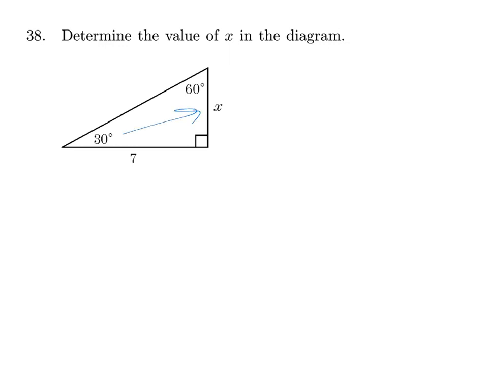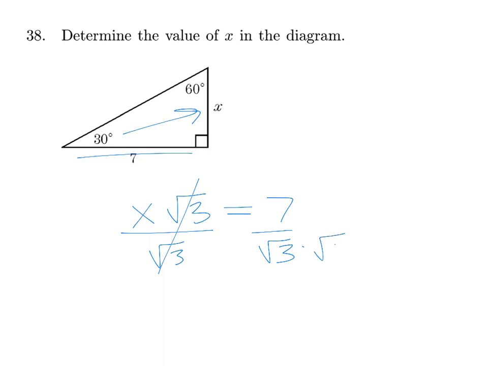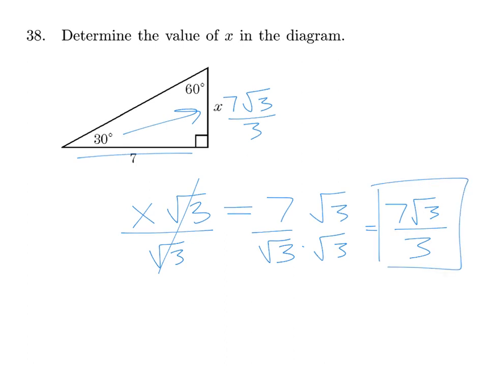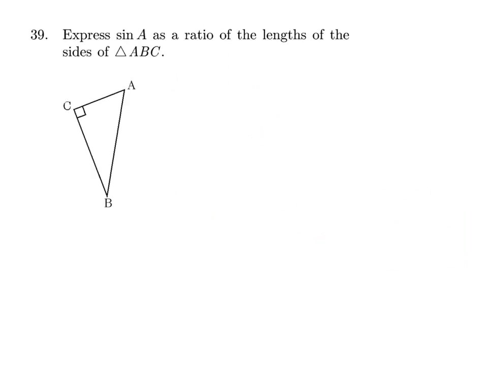This is the short leg. So I take the short leg, I multiply it by square root of 3, and I get the long leg. Now I'm going to divide by square root of 3. There's my short leg. And what do you do to that to get the hypotenuse? I don't need the hypotenuse. I solve for x. I'm done. There we go. So there's 38.